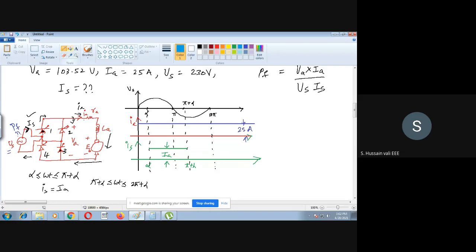So next, now we trigger 2 and 4. So 2 and 4 are triggering. Then how does the current flow? It flows like this. Because now from pi plus alpha, the voltage is negative. When the voltage is negative, that means negative half cycle, so the current will flow like this. Earlier it was from left side to right side. Now it is right side to left side.